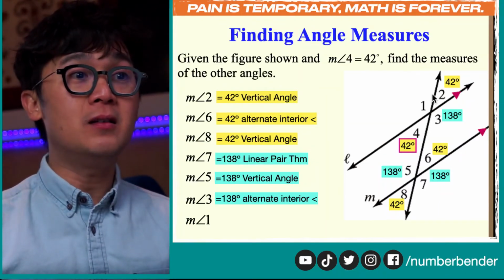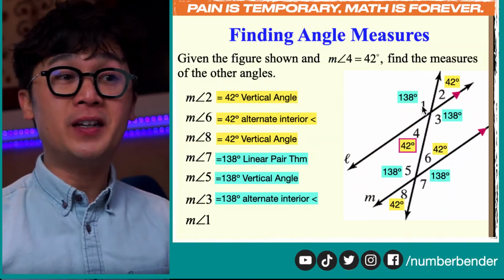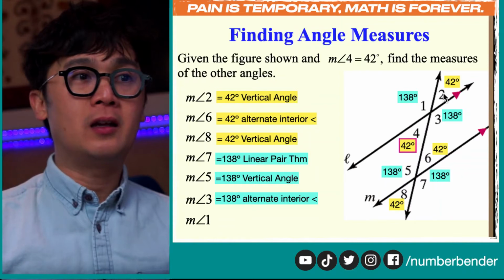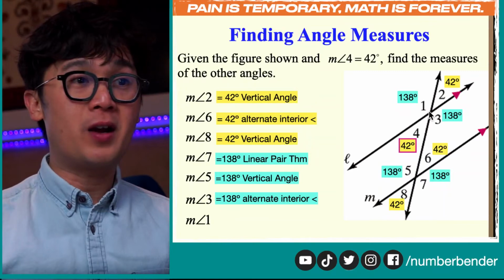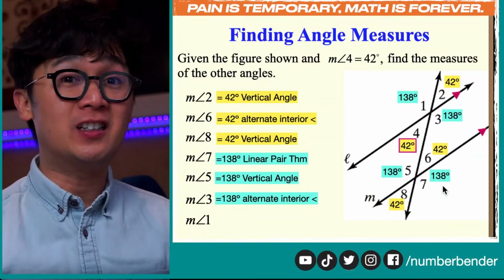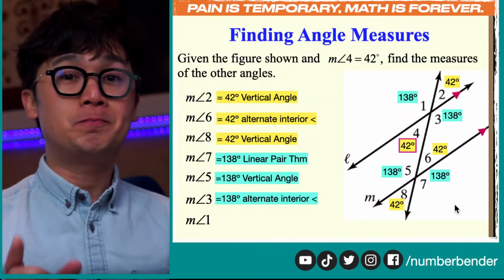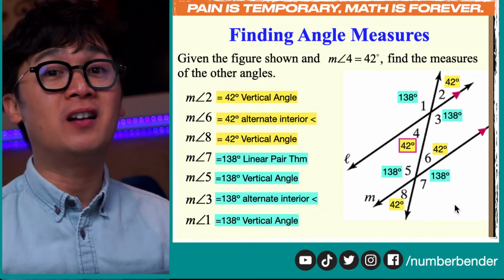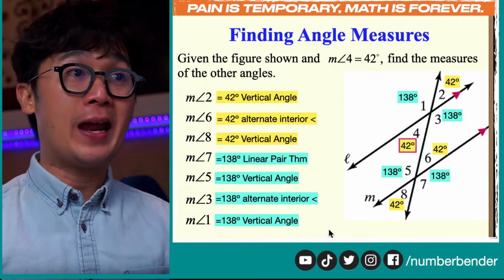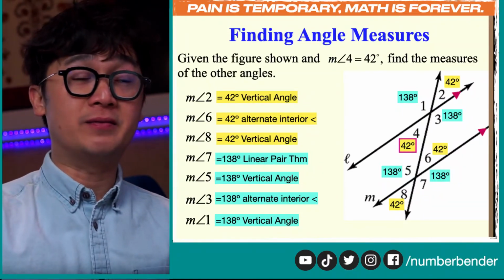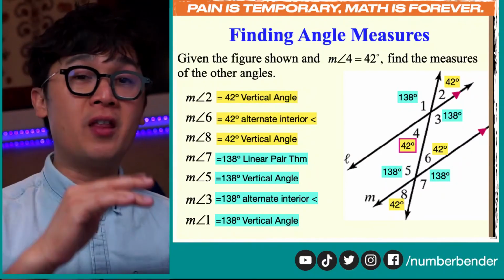And for the last angle, measurement of angle 1, we know that the measurement of angle 1 is 138 degrees, and we can use either the linear pair theorem for angle 2, or we can also use this theorem right here: alternate exterior angles are congruent. That's why it's also 138 degrees. But for this one, I used the vertical angle theorem, or the definition of vertical angles, to show why angle 1 is equal to 138 degrees. And this is how we completed our angle measures and the reason how we got those angles.